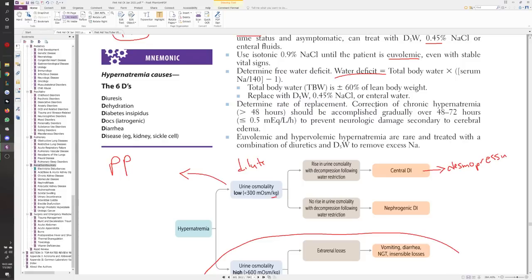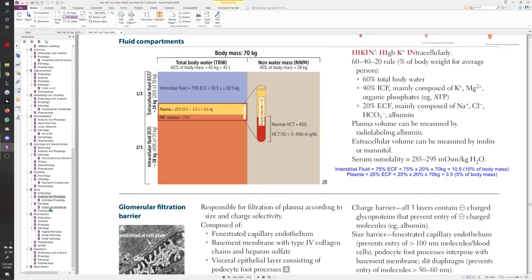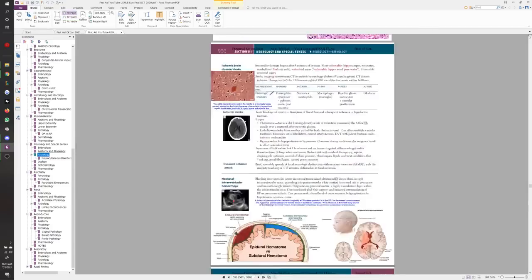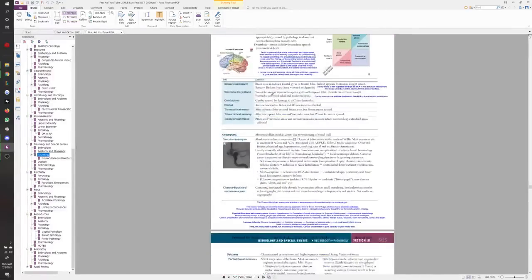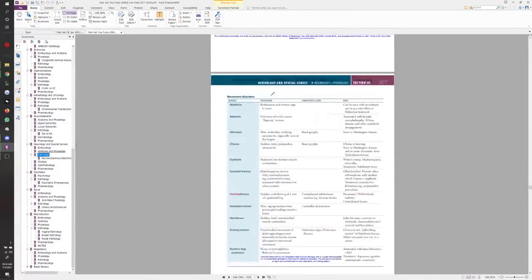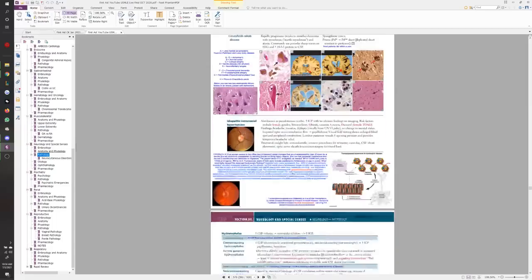Determine rate of replacement. Correction of chronic hyponatremia should be accomplished gradually over 48 to 72 hours to prevent neurologic damage secondary to cerebral edema. Okay, so now this is a topic of its own that they're not going to really dive into too much right there. But if we go back to here, and let's see. Hopefully I don't pass it by mistake.